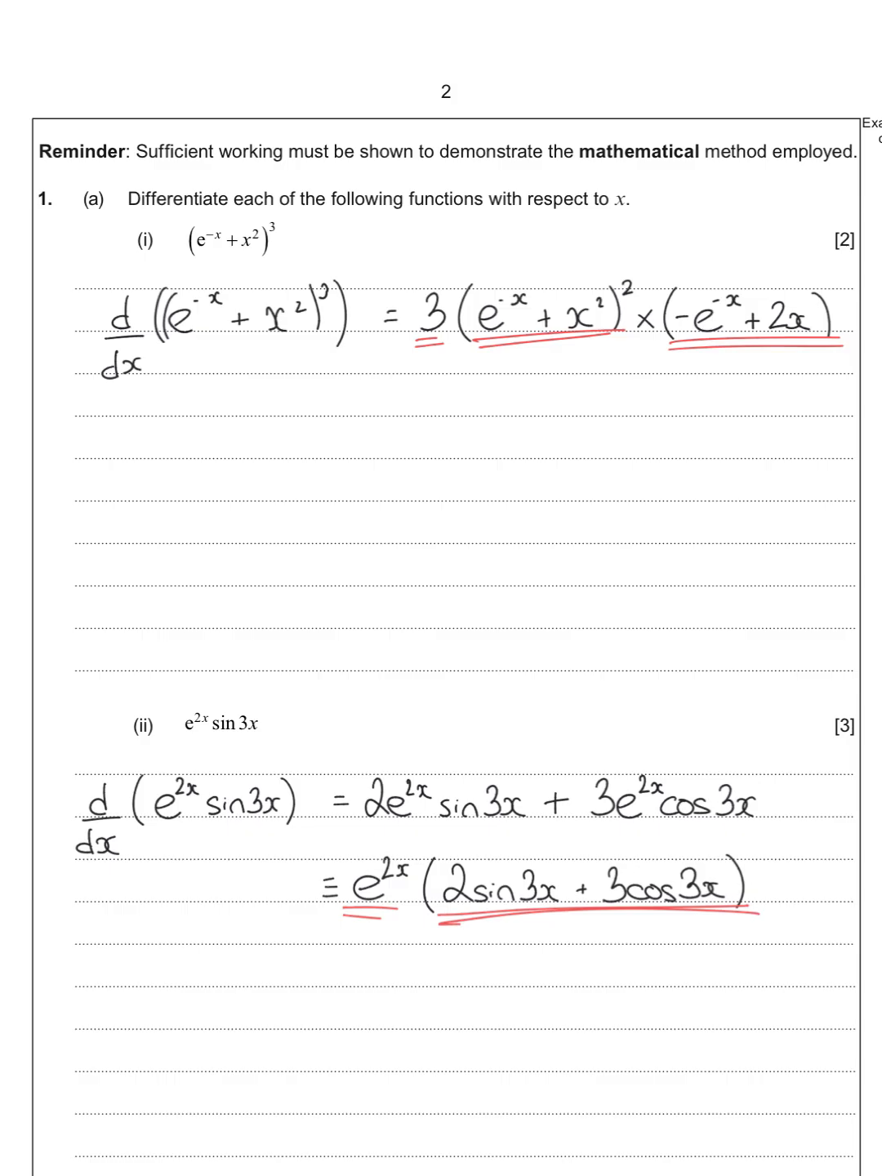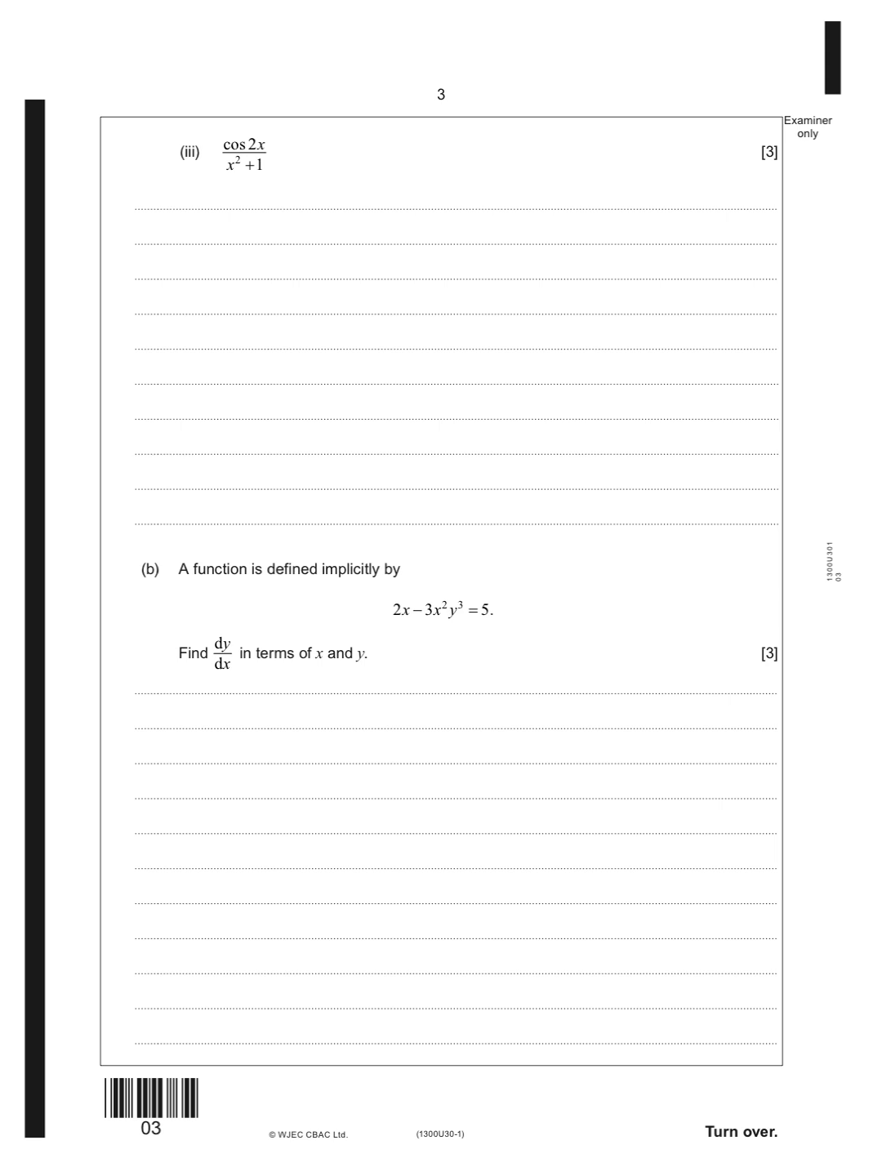Okay, moving on. As you might expect, after seeing a question with a chain rule and then a question with a product rule, we've now got a question where we're going to use the quotient rule. So the derivative of cos of 2x over x squared plus 1. And just a reminder, if you've got a function like u over v, where u and v are functions of whatever variable, if you differentiate with respect to that variable, you differentiate the top, multiply by the bottom, subtract the derivative of the bottom times the top, all over the bottom squared.